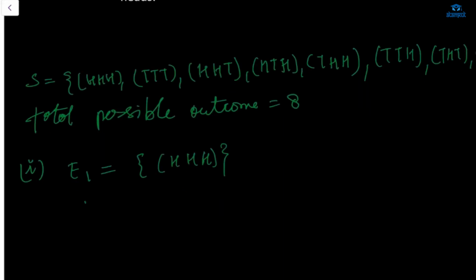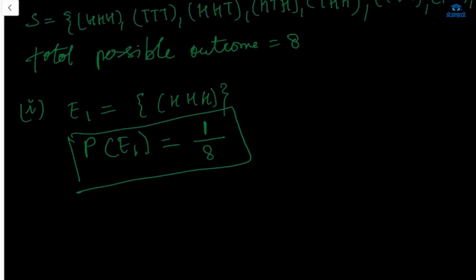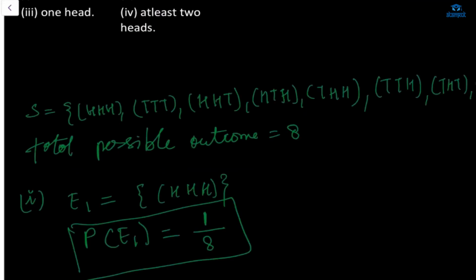So the probability of E1 will be, probability is what? Probability means the number of outcomes of the favorable event upon the total number of possible outcomes. So here the favorable event E1 is given as 1. Here you can see only one value is there in the sample space. So 1, and the possible outcomes here are 8. So the probability we have got is 1 upon 8.